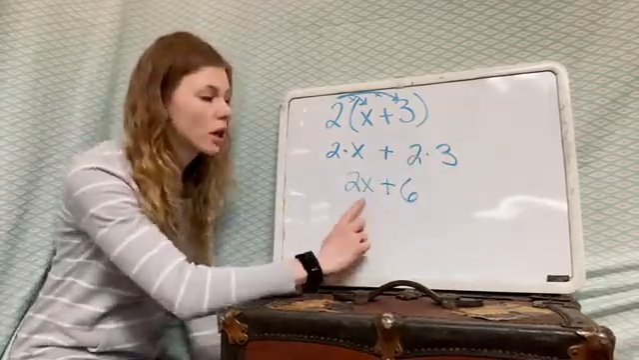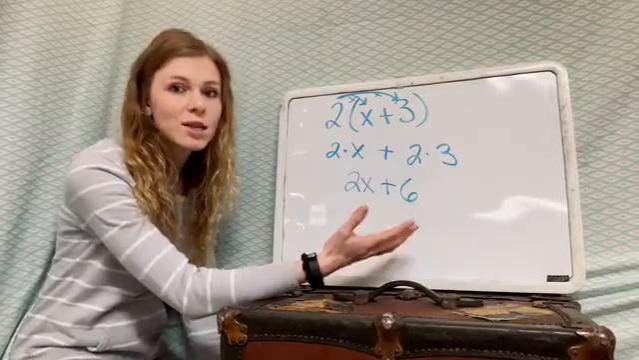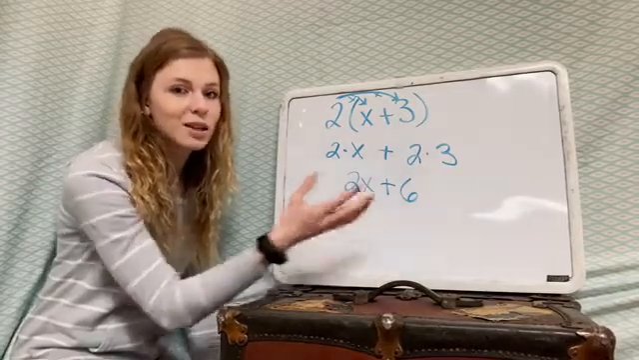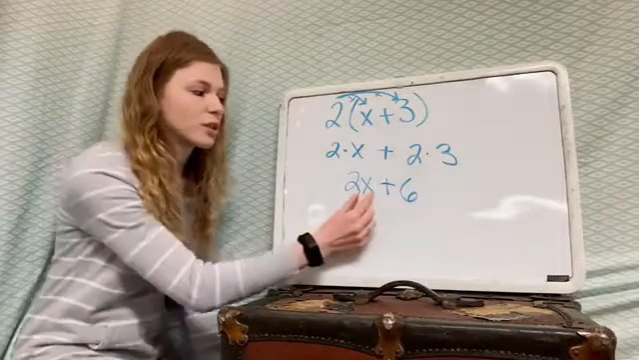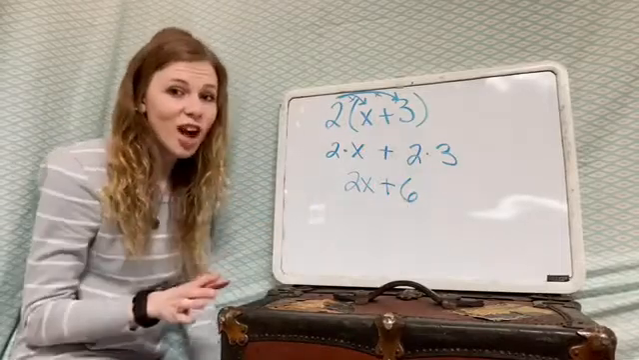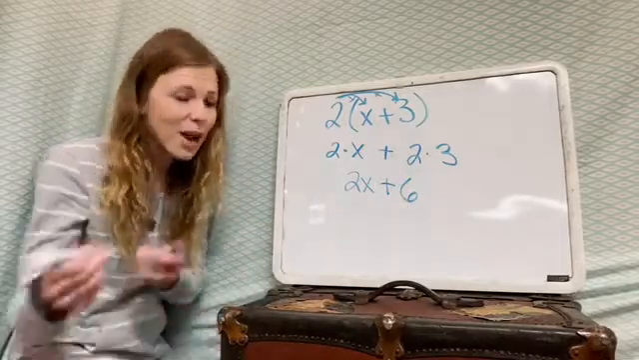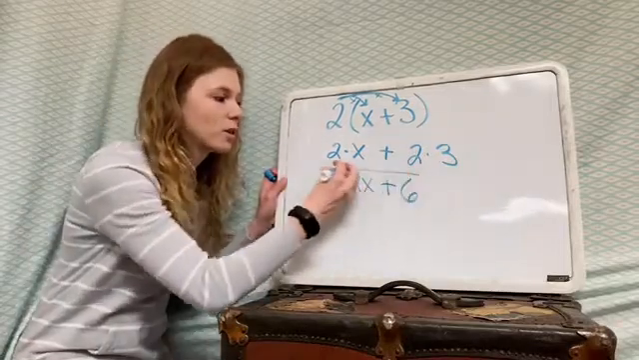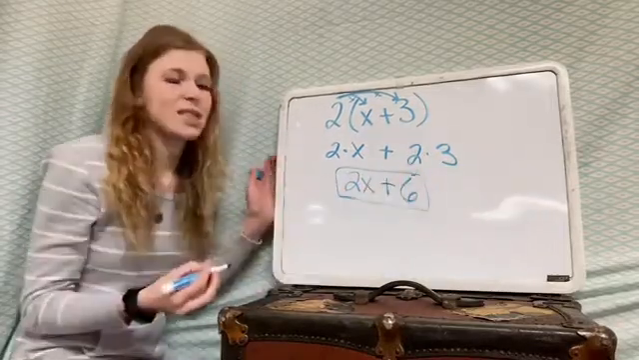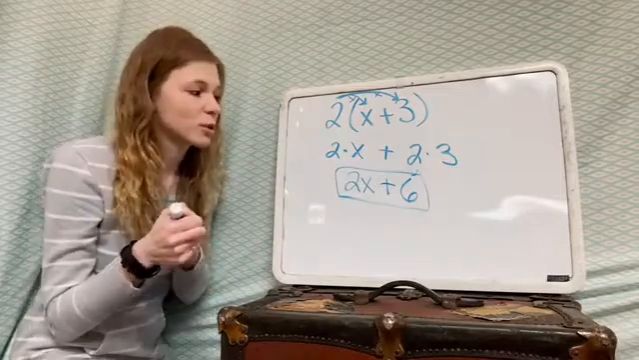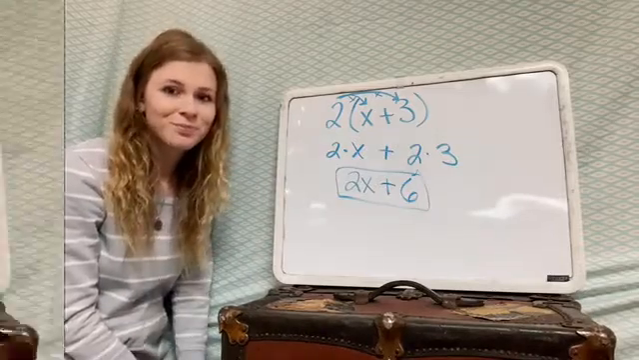But notice this time there's a variable. This is why we practice combining like terms. You should realize that 2x and 6 are not like terms. They cannot be combined. Therefore, we leave them be. And that is how you write this expression in simplest form.